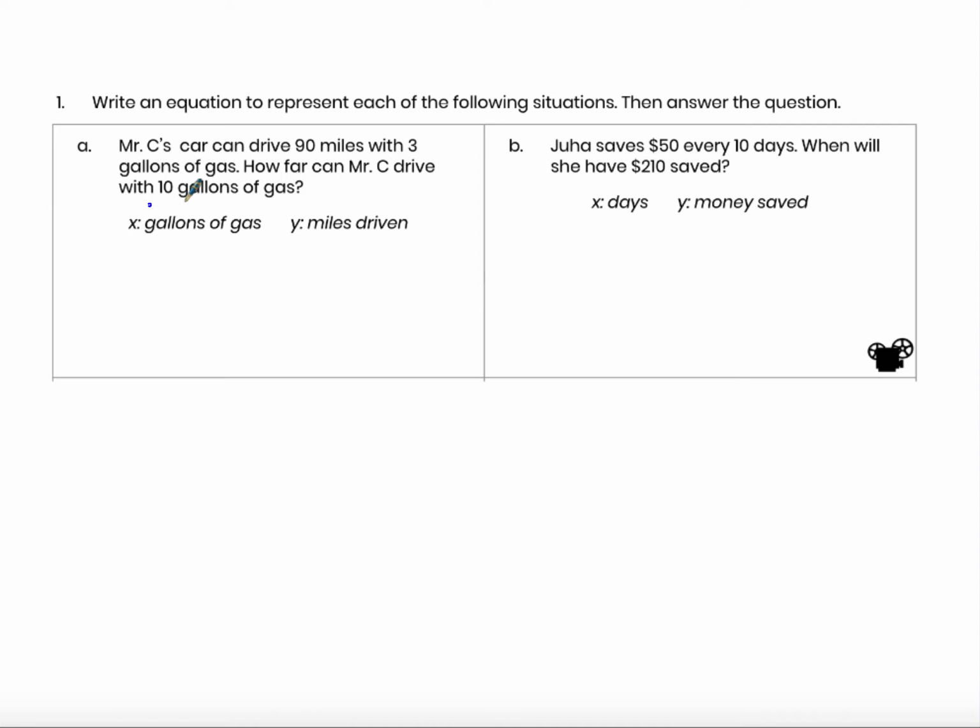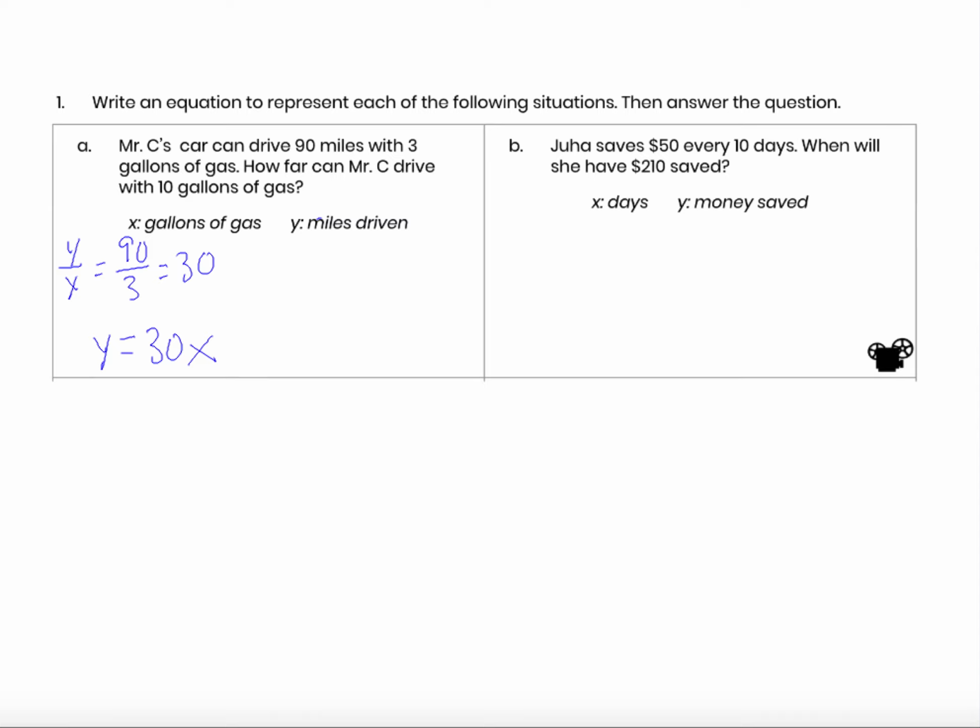So let's go ahead and write our equation first. We are told that y is miles driven and x is gallons of gas. So if y is miles driven, my y divided by x will be 90 miles over my x, which is gallons of gas, 3. So my unit rate is 30 miles per gallon. And once again, I did not give you enough space. Okay, so if my unit rate is 30, my equation is going to be y equals 30x.